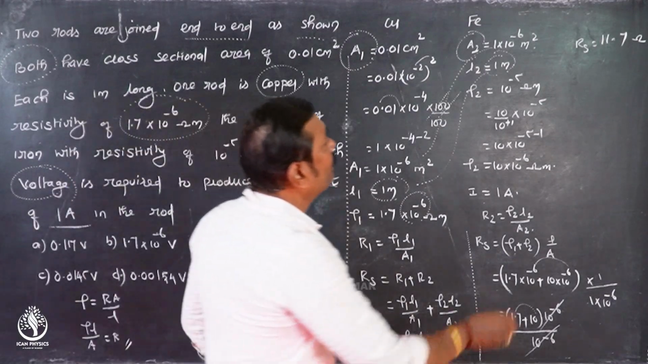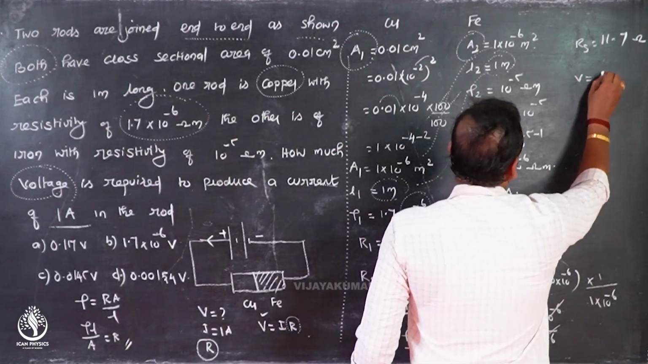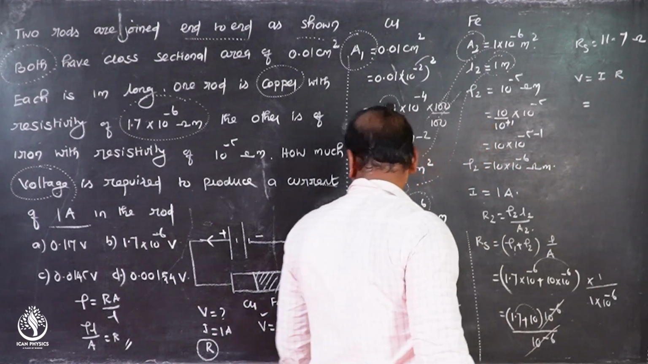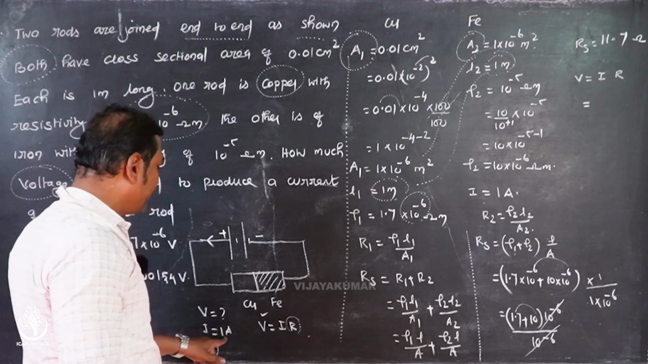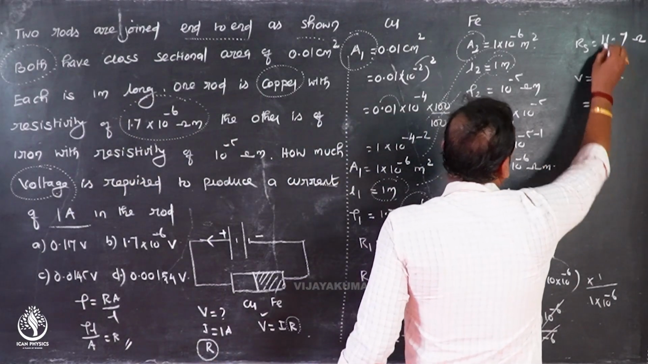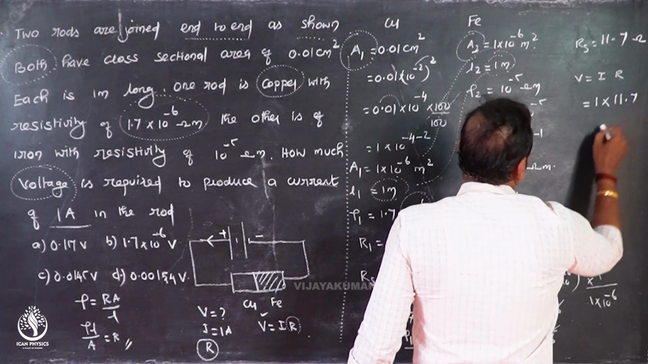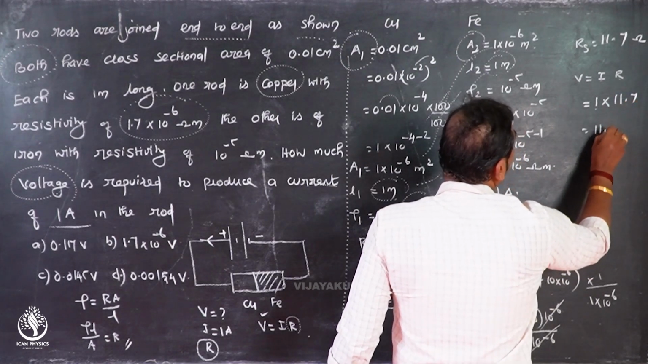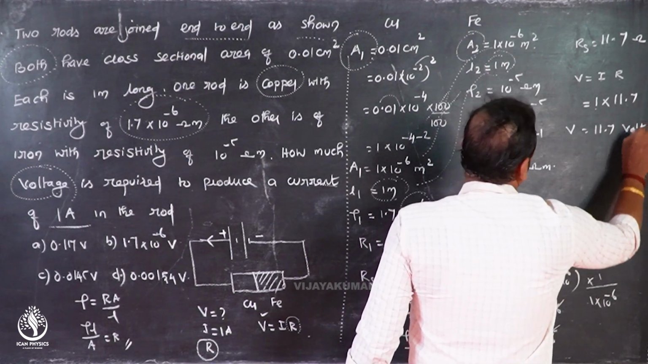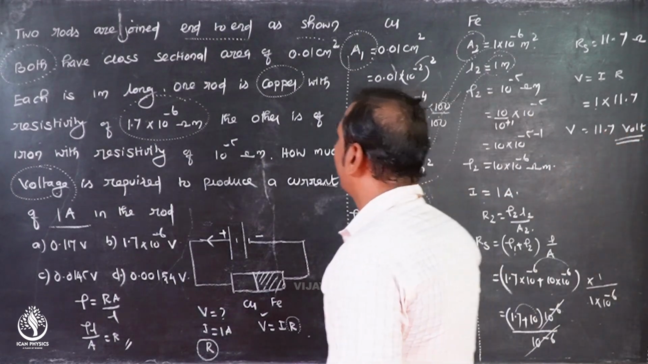Now what are we going to calculate? Voltage. So V equals IR. What is the value of current? The current value is 1 ampere. So 1 into R, and the R value is 11.7. So 1 into 11.7, that is the voltage. So this much voltage is required.